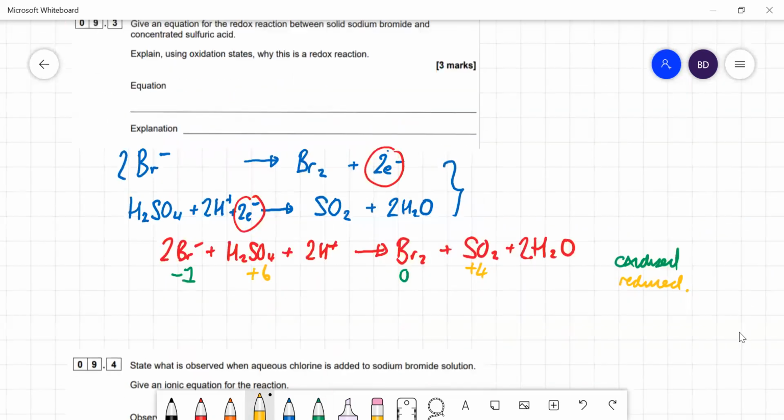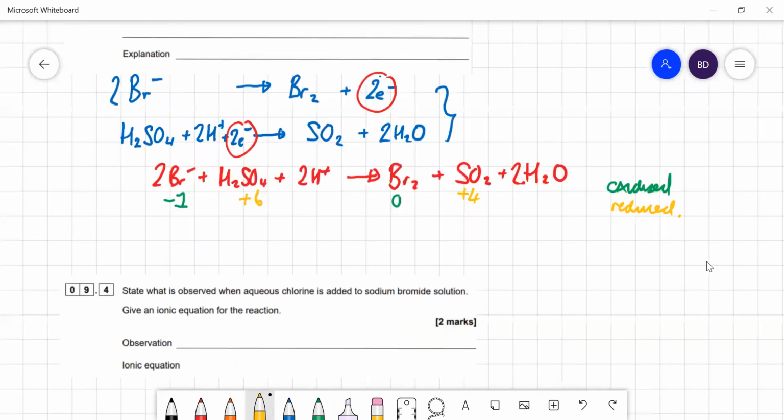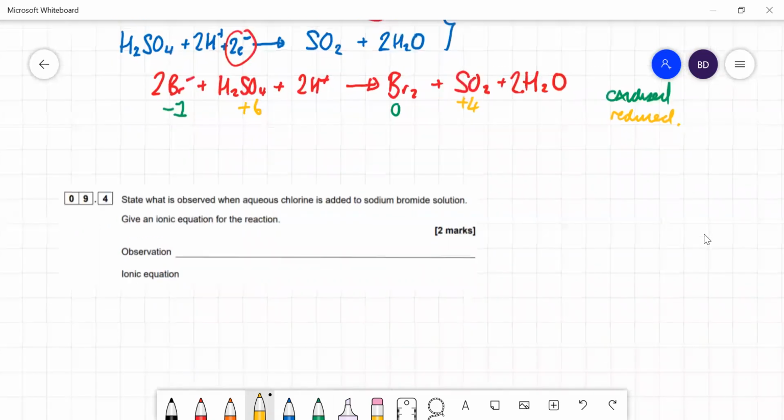Okay, it's just knowledge really. There's nothing tricky about that question. Okay, 9.4, what was observed when aqueous chlorine is added to sodium bromide? Well, you do get a displacement reaction there, of course. So give an ionic equation.